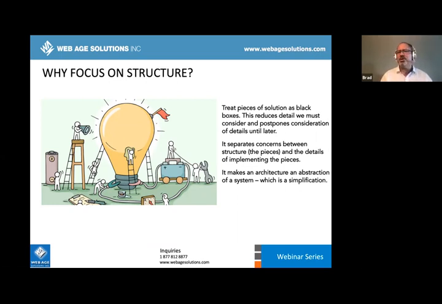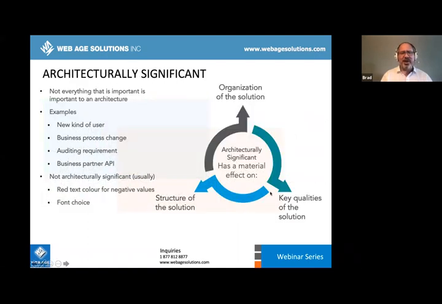Now, if I'm focusing on structure, I'm focusing on the big picture, well, how do I actually know what to think about and what not to think about? Well, there's no magic answer for that, but one thing that we use as a tool is this idea of architectural significance. The idea that not everything that's important is actually important to the architecture. There are lots of things that are important, particularly about software, that don't really affect the structure and organization of an overall solution. And therefore, they're not really important from the point of view of architecture.